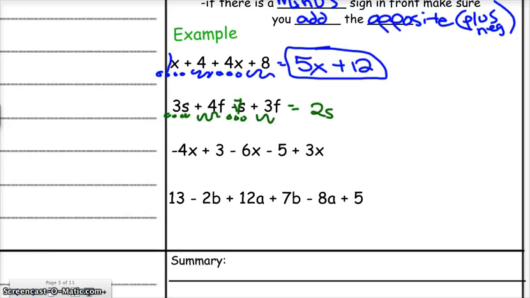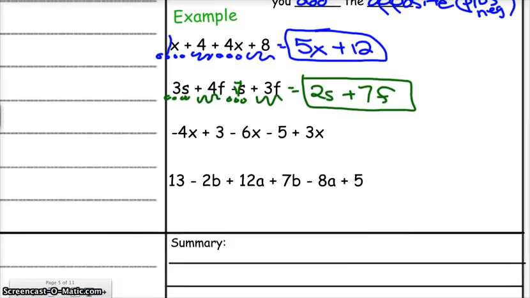4f plus 3f is how many? 7 f's. It is not 9sf, it's just 2s plus 7f, because they're not like terms. They don't have the same variable connected. All right, I want you to do this next one. Remember to plus a negative first.